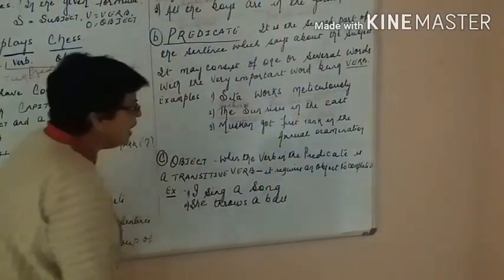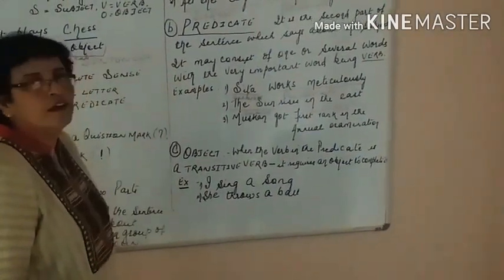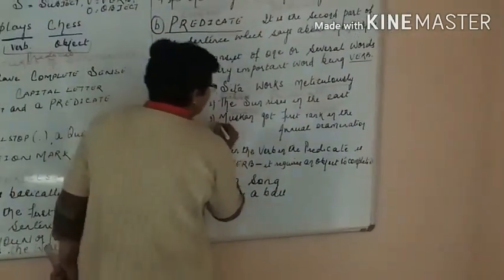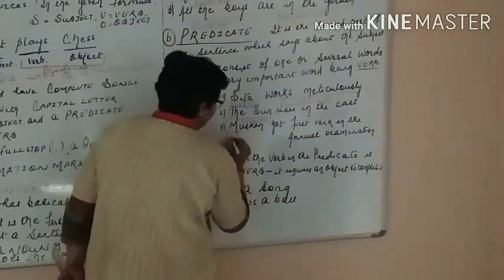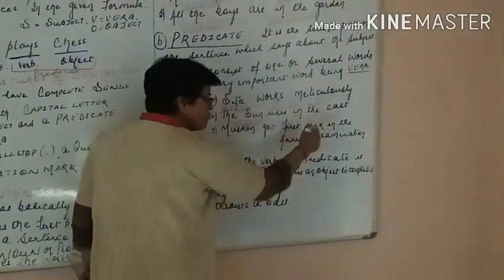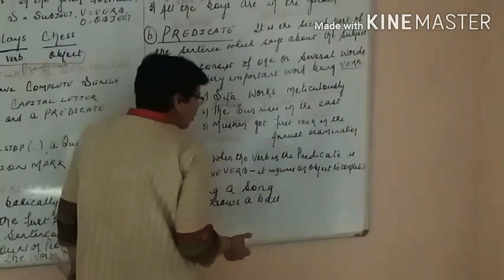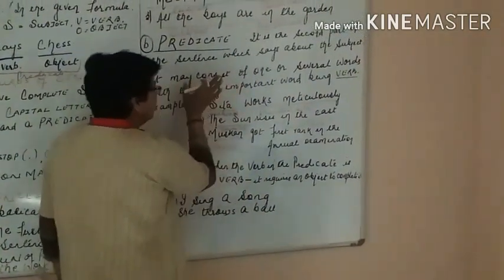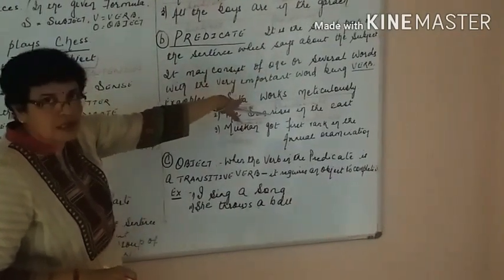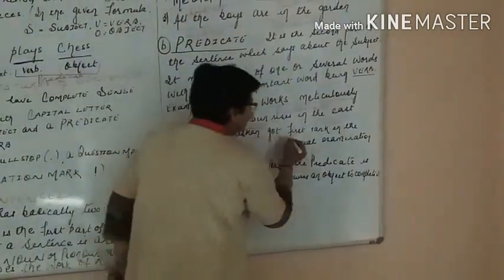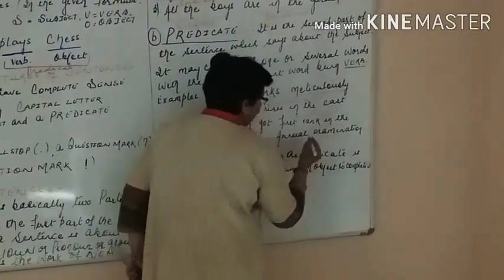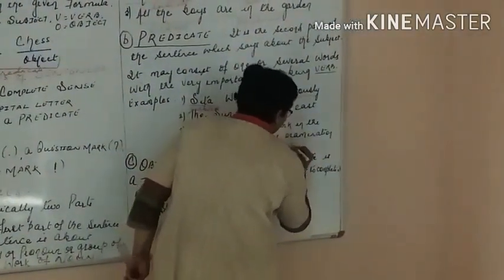Okay. Then, Muskan got first rank in the annual examination. That is the third sentence. Here, Muskan is the subject. Got is the verb. First rank in the annual examination, that is the object. But as I made it very clear, the predicate has a verb in it. So it will begin from here: got first rank in the annual examination. This becomes the predicate.